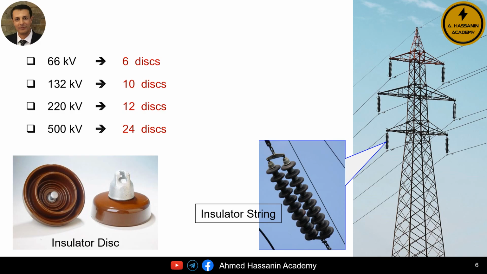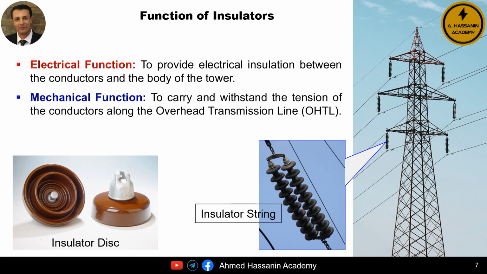The second important point is that if the mechanical load on the insulator string is large, in this case, 2 insulator strings are used in parallel to carry the conductors, as shown in the figure in front of us. However, we must understand a very important point. These insulators are considered the main weak point in overhead transmission lines.